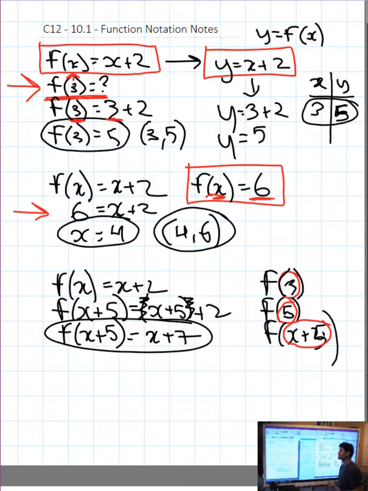So now we're going to start looking at composite functions and operations on functions. So adding functions together, multiplying, dividing, and putting functions into other functions.